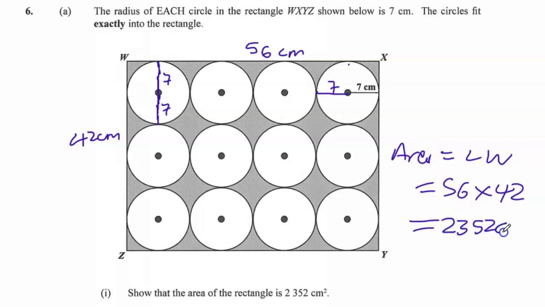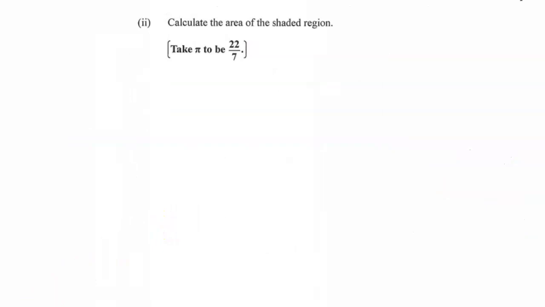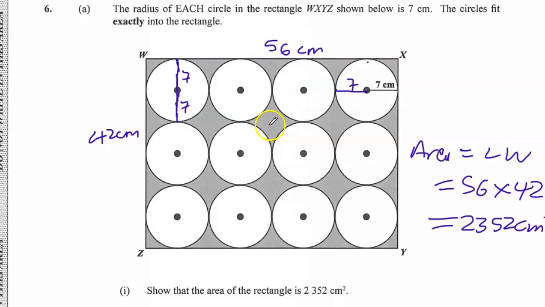2,352 centimeters square. So next, we're asked to calculate the area of the shaded region. Let's go back to the diagram. Area of the shaded region. So there's our diagram again. Now look at the shaded region there.